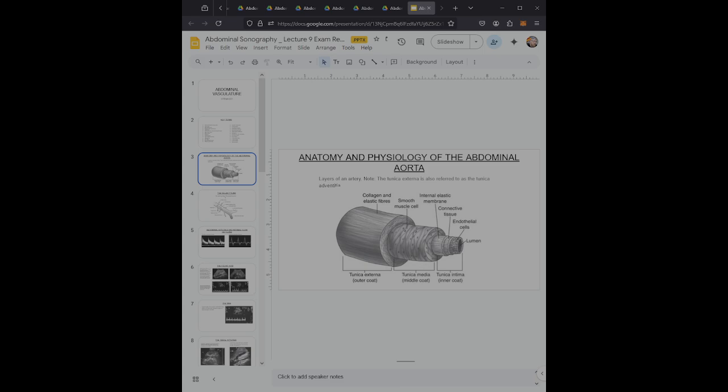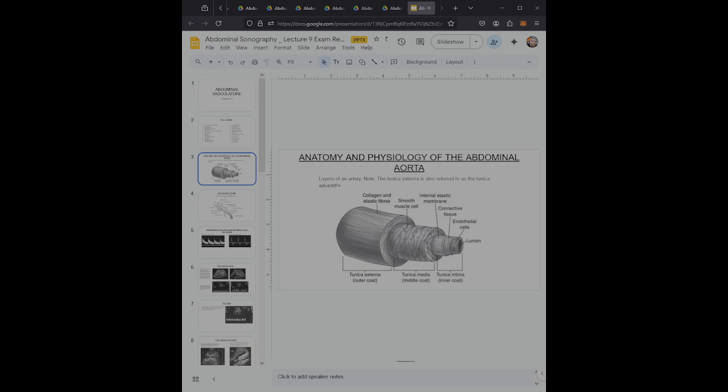So the aorta is the largest artery in the body, and the aorta originates at the left ventricle of the heart. The subdivision of the aorta within the chest is referred to as the thoracic aorta. Once the aorta passes the aortic hiatus of the diaphragm, it is referred to as the abdominal aorta. The aorta is retroperitoneal in location, and it is positioned anterior to the spine, left of the midline.